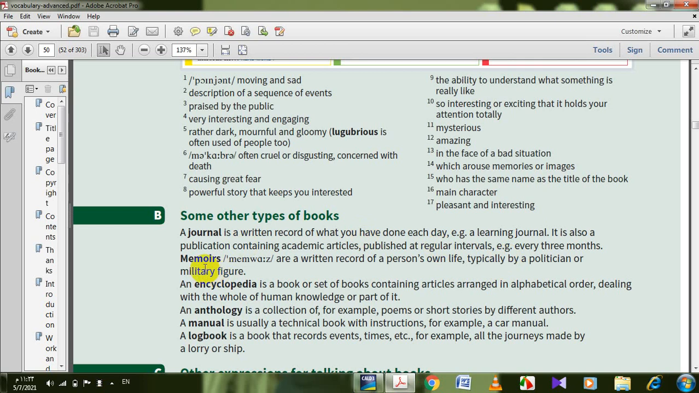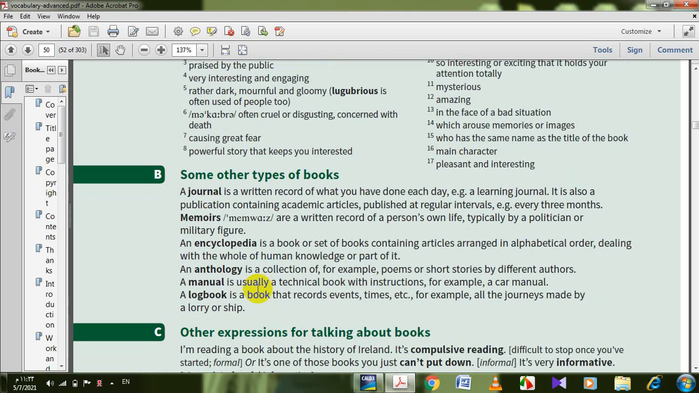Okay? Memoir. The plural is memoirs. Memoir, مذكرات. A memoir is a written record of a person's own life, typically by a politician or military figure. مذكرات. We have an encyclopedia, a book or set of books containing articles arranged in alphabetical order, dealing with the whole of human knowledge or part of it. موسوعة.